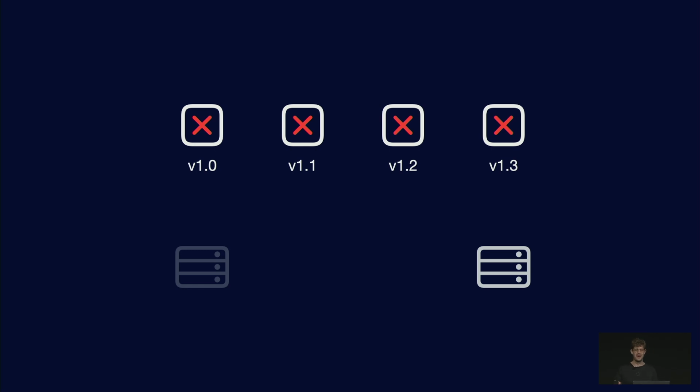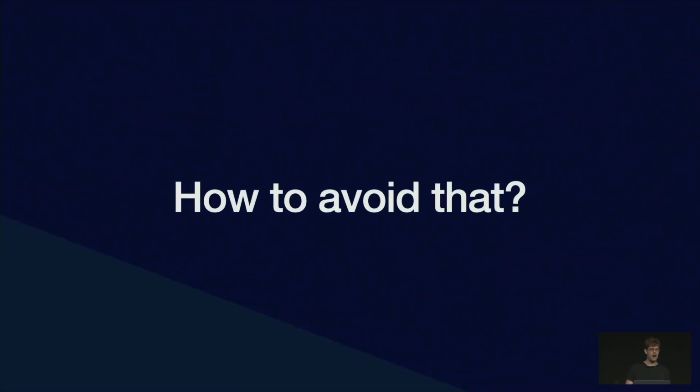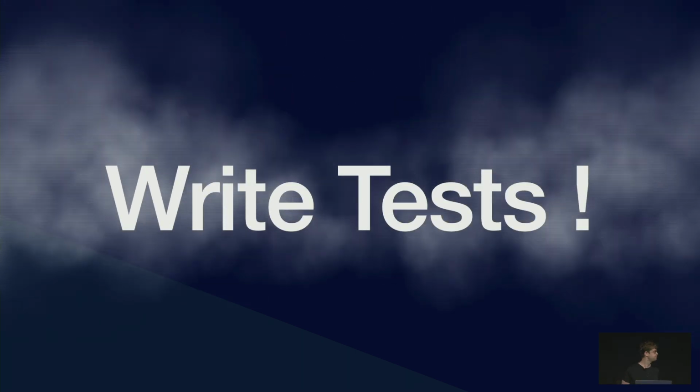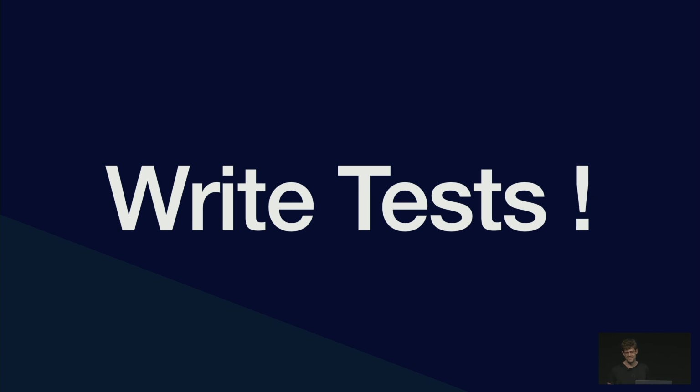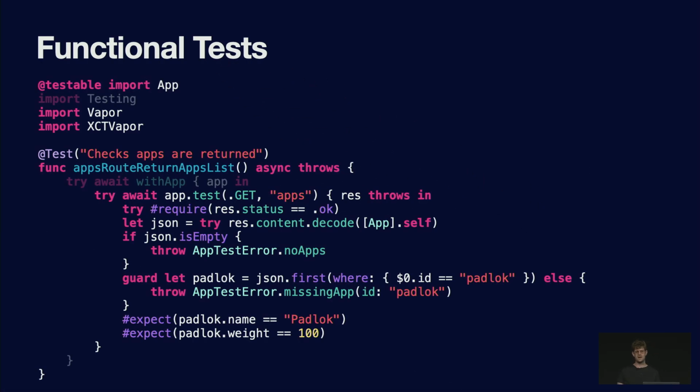Yeah, so that's pretty much something you would like to avoid. How do you avoid this kind of situation? Is that big enough? So you should be writing tests, a lot of tests. And this is what we call functional tests. A functional test is a test that is actually going to test your API as a black box. You send a request and you get a response and you test the response.